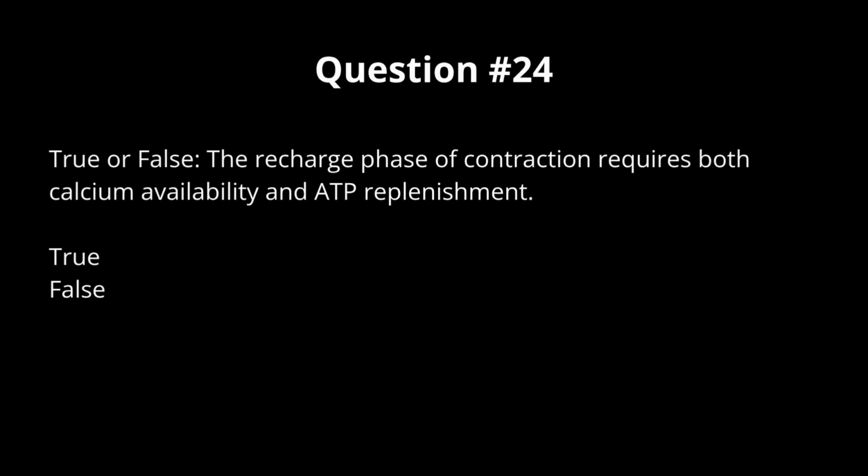Question number 24. True or false? The recharge phase of contraction requires both calcium availability and ATP replenishment. The correct answer is true. Without calcium and ATP, cross-bridge cycling cannot continue, and contraction ceases.